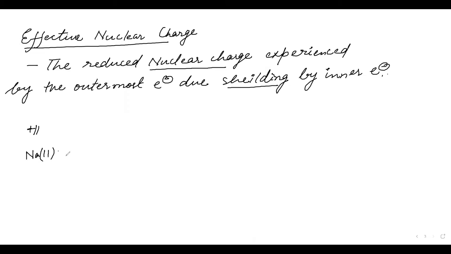And the electronic configuration will be what? Ne 3s1, correct? Yes, sir. So it will have a first shell, second shell, and third shell. The electron which is in the third shell, there is only one electron. There are 2 electrons in the first shell, and there will be how many in the second? 2, 3, 4, 5, 6, 7, 8.